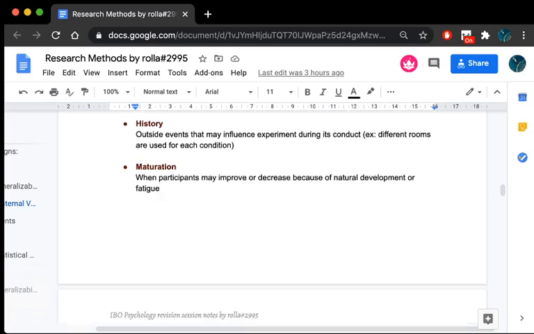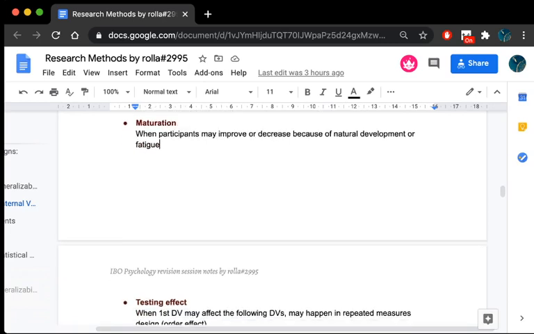Maturation is when participants improve or decrease because of natural development or fatigue. This happens when you're learning a new skill, or when your participants are training for something for an experiment. Maybe they just improve because they train more, and that's a normal thing, or they might be worsening because of tiredness or fatigue.